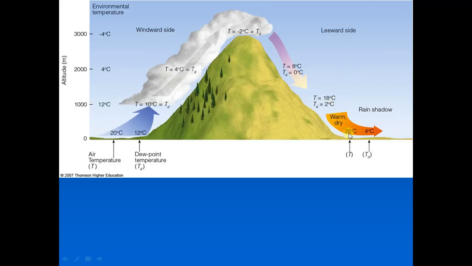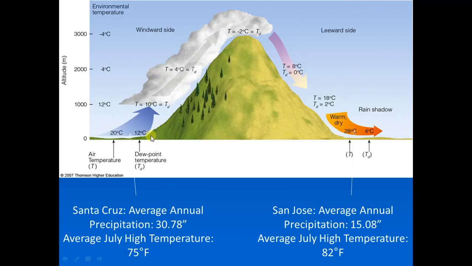By the time the air parcel reaches the surface on the other side of the mountain, its temperature is now 28 degrees Celsius, 82 degrees Fahrenheit, warm. Its dew point is only 4 degrees Celsius, 39 degrees Fahrenheit, warm and dry, as opposed to cooler and moister at the same elevation on the other side of the mountain.